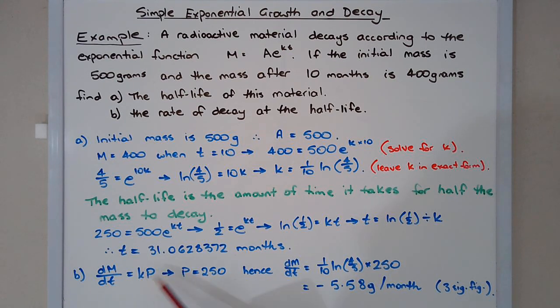And just evaluating kP, so dm/dt is equal to 1 on 10 multiplied by ln 4 over 5 multiplied by 250. And we get negative 5.58 grams per month. So that's the instantaneous rate of change, correct to 3 significant figures.